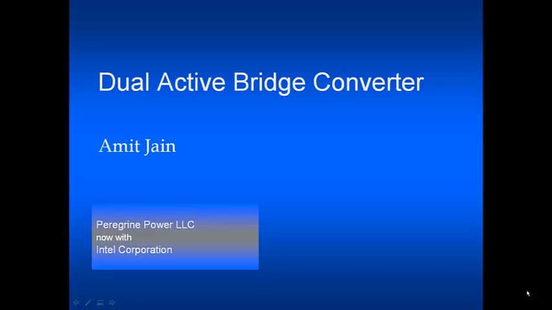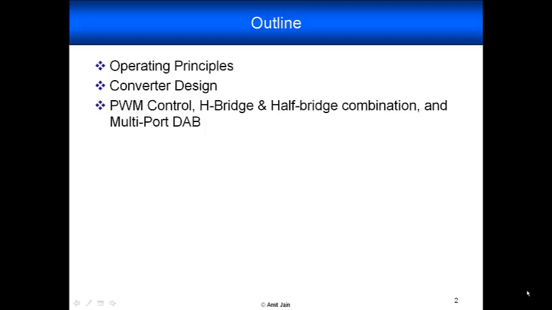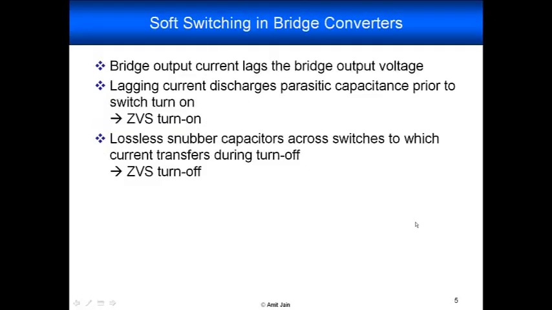Hi, this is the third lecture on the dual active bridge converter. We looked at operating principles and converter design in the first two lectures. Today we're going to talk about PWM control and some topology variations.